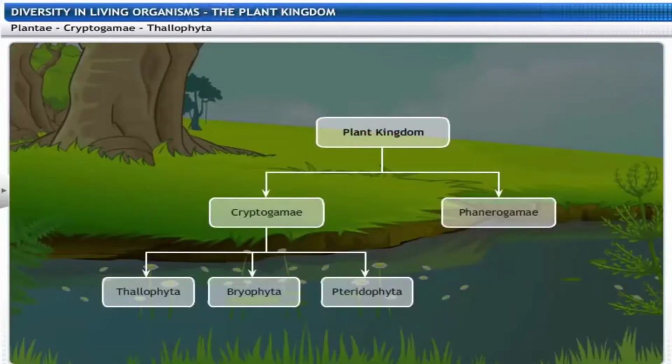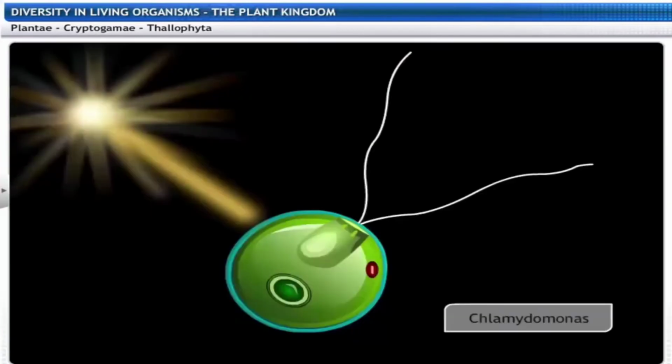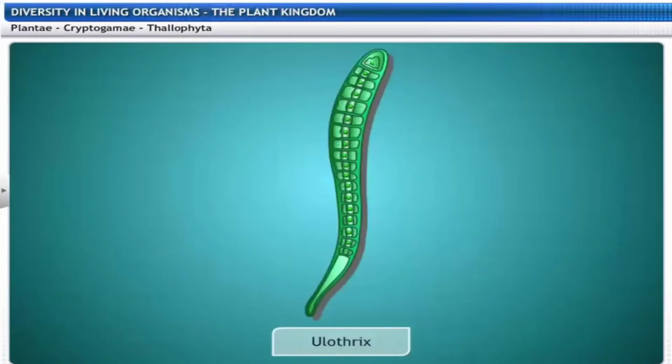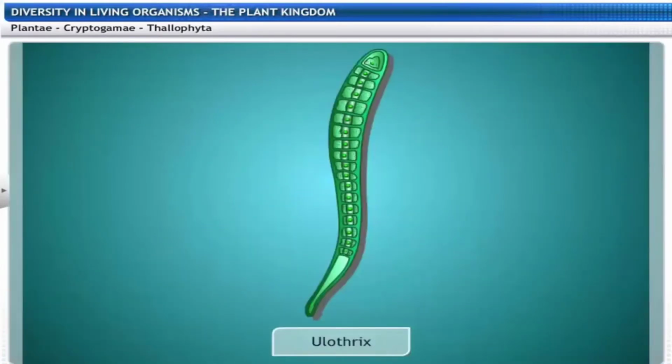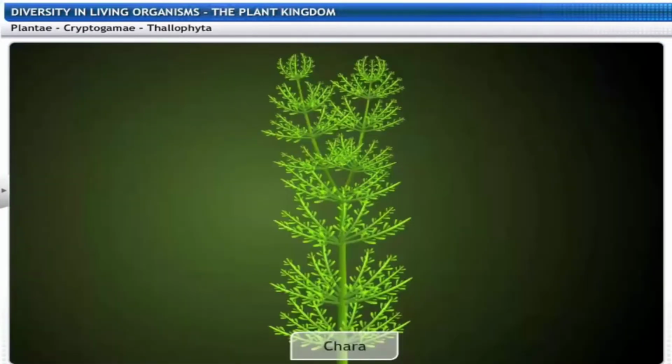Thallophyta includes the simplest of plants that do not have a well-differentiated body design. The plants in this group are commonly called algae. These plants are predominantly aquatic. They do not have well-differentiated structures like stem, root or leaves. Examples are Chlamydomonas, Spirogyra, Cladophora, Ulothrix, etc.